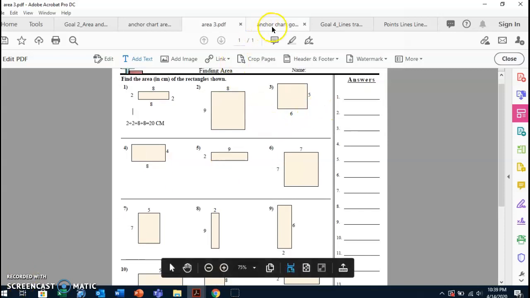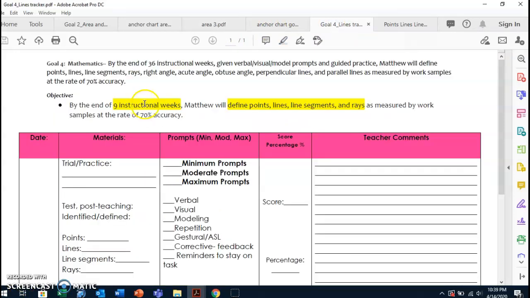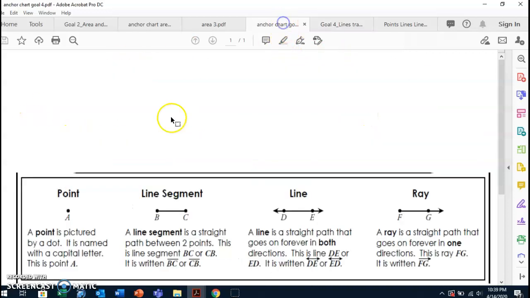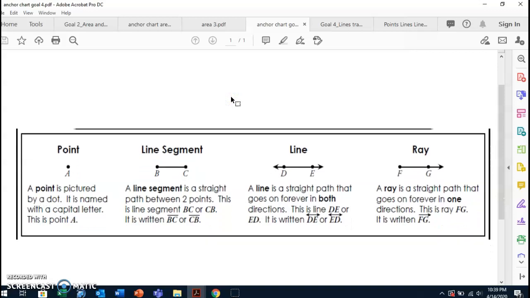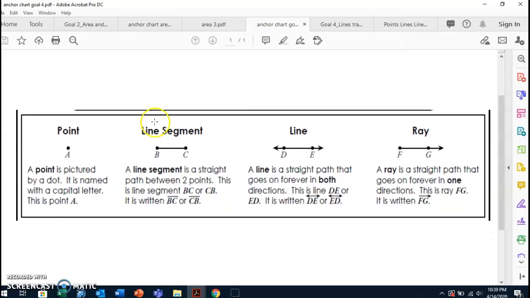So now, moving on to your goal number 4. For your goal number 4, you will define points, lines, line segments, and rays. So let's move on to your anchor chart. What is a point? A point is pictured by a dot. It is named with a capital letter.